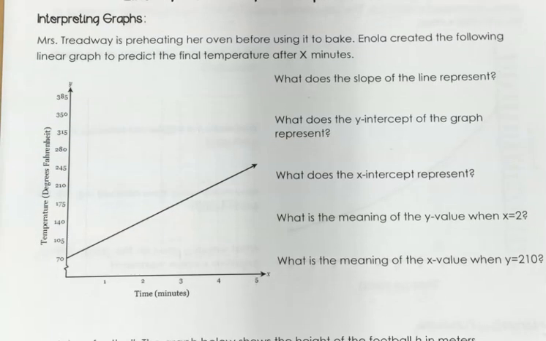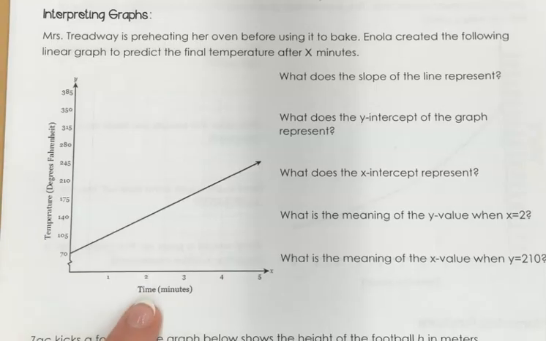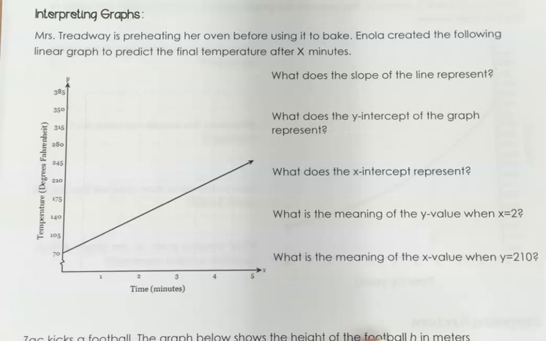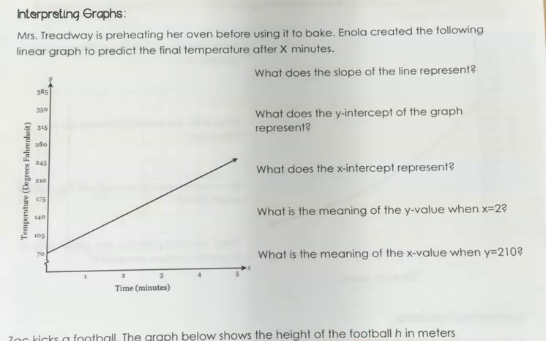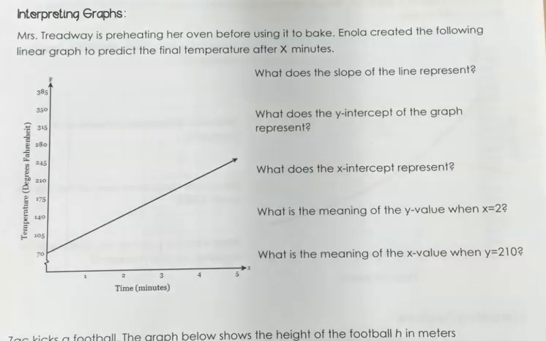So looking at my axes labels, that's going to give me the most information here. Time is in minutes, and then I've got temperature in degrees Fahrenheit. And then this is a linear graph, so that tells me I'm going to have a constant rate of change or increase because my slope is positive here.